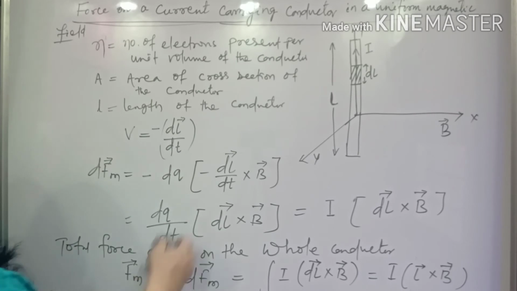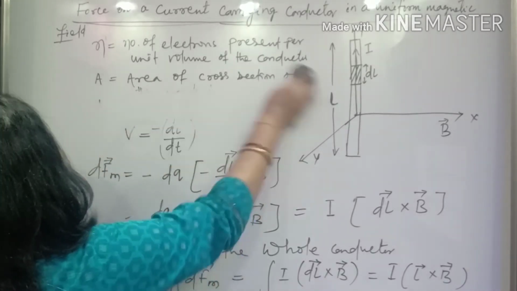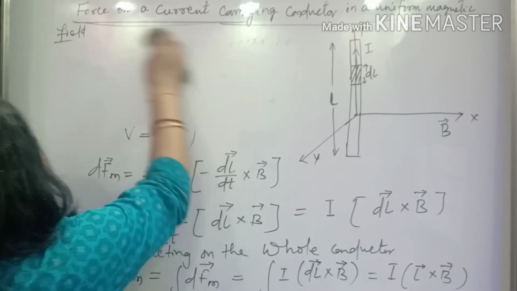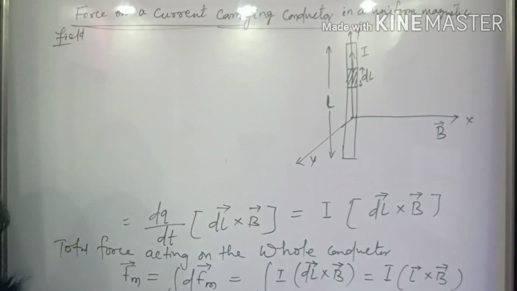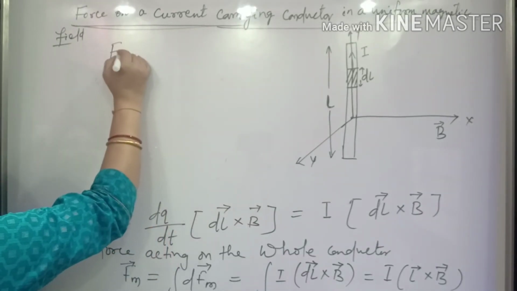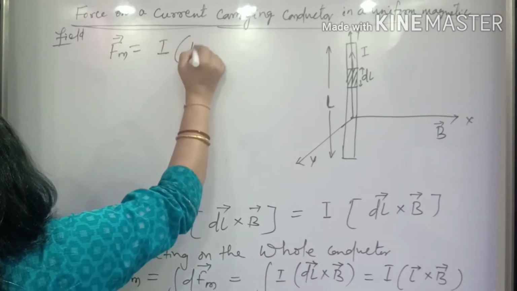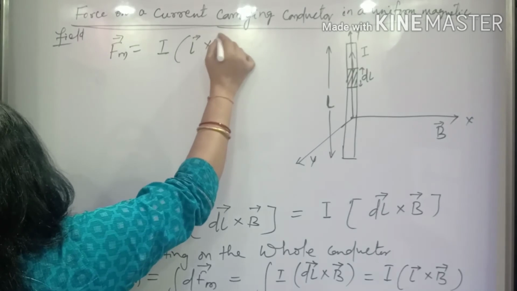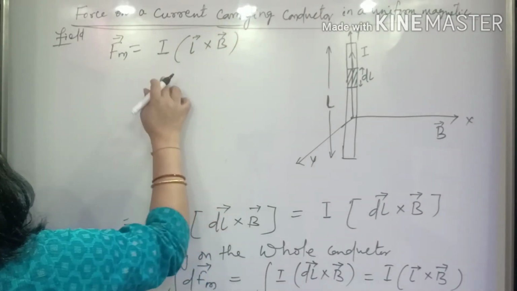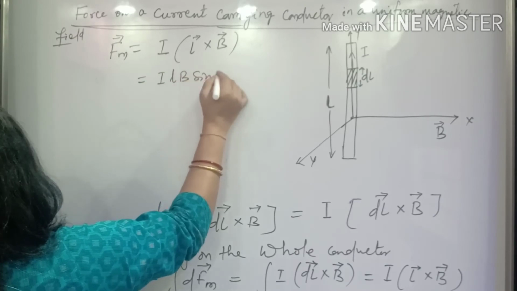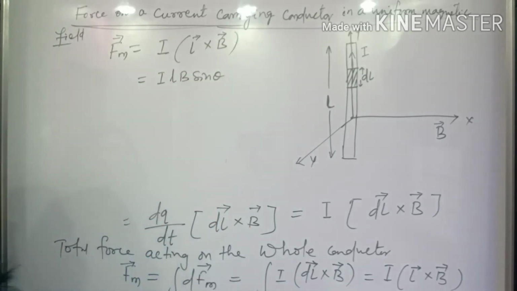So Fm, that is the total force acting on the conductor, is what? That is I L cross B. Okay, so what I can write here is that the Fm value that we got equals I L cross B. Or this can be written as ILB sine theta, because it's the cross product of these two vectors. So here, ILB sine theta.